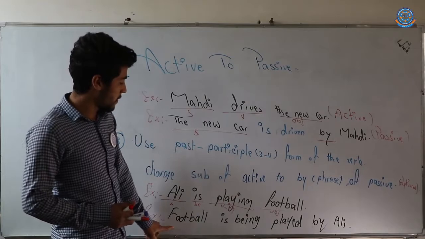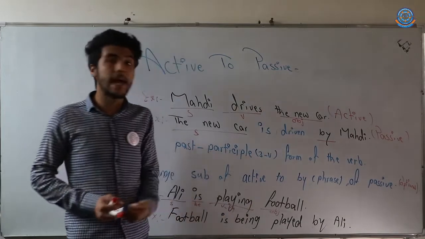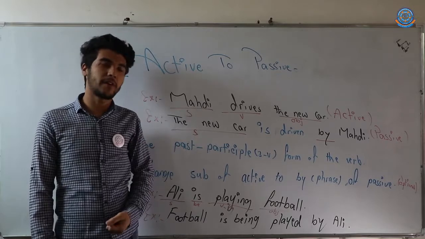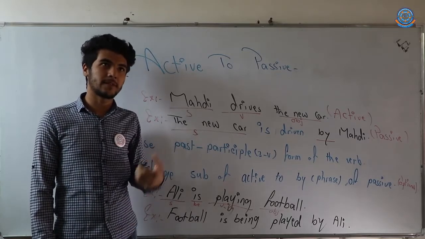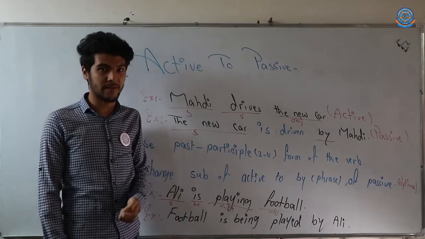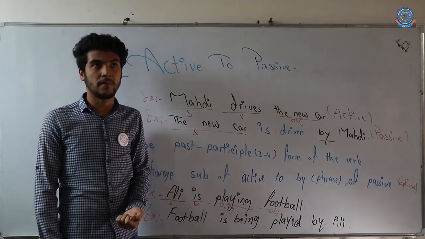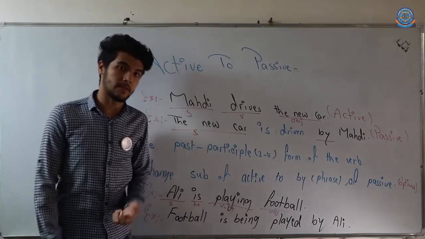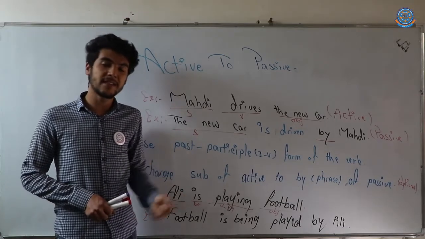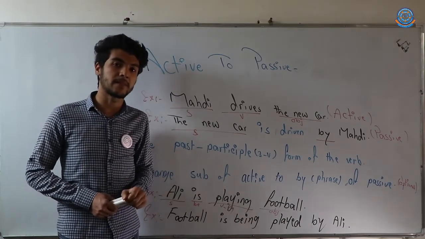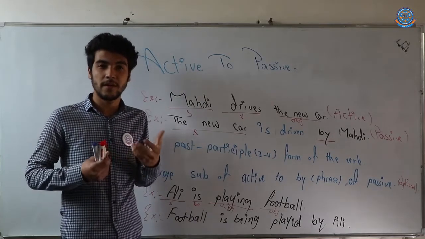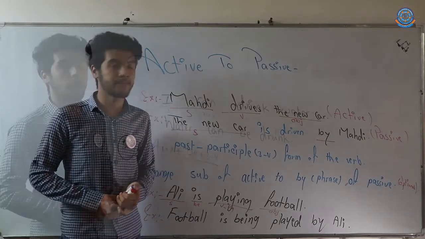Ali is playing football. Football is being played by Ali. So now, let me give you an extra example about past progressive tense, for example, Mahdi was eating potato. That is past progressive. And if I change that to passive, potato was being eaten by Mahdi. I have used was instead of is. Why? Because our active sentence is in past progressive tense. Then we use one of the past progressive forms of the to be verb in our passive sentence.